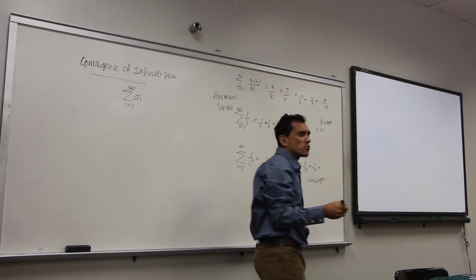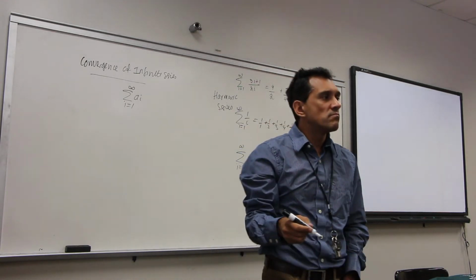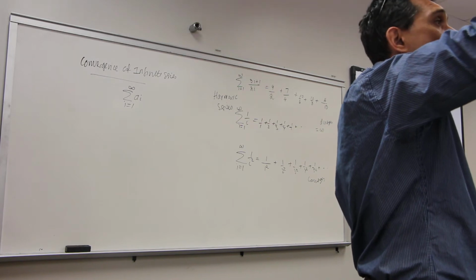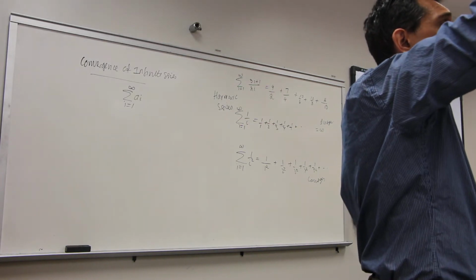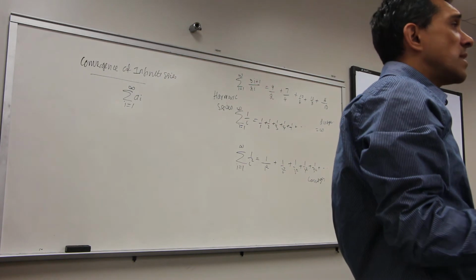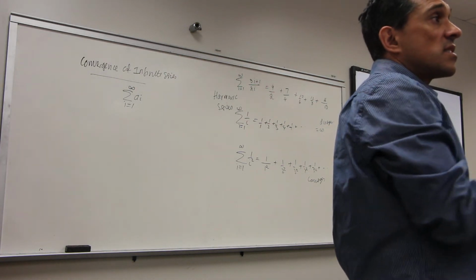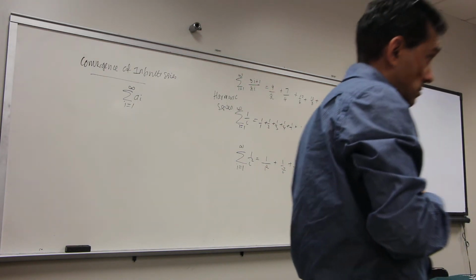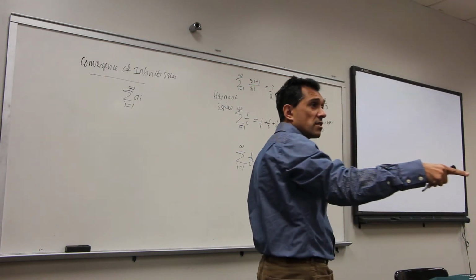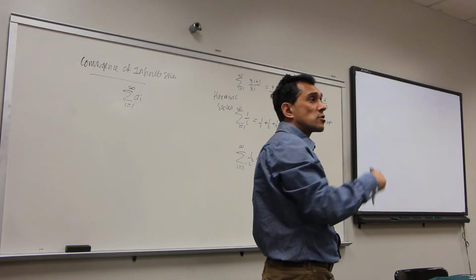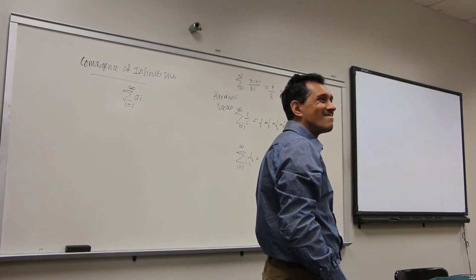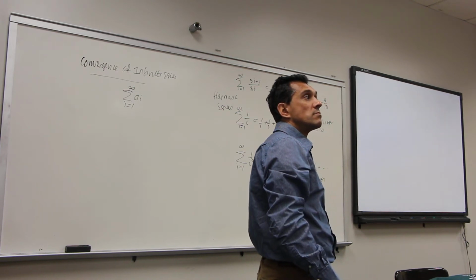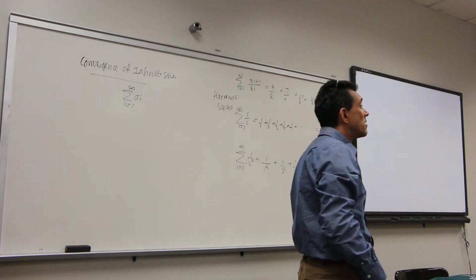Does this series converge or diverge? Who says it converges to some finite number? Who says it diverges to infinity? Who doesn't know? But the answer is it diverges to infinity because the terms of the sequence are not going to 0. That is called the divergence test. What are the terms of the sequence going to? 3 over 2.